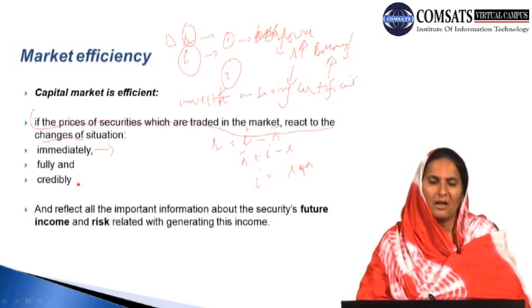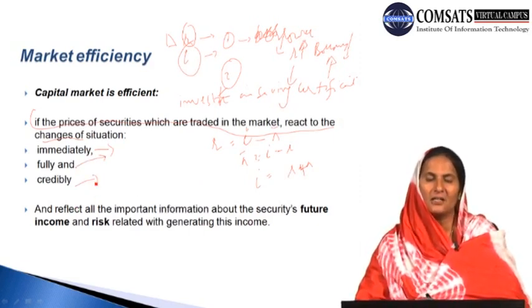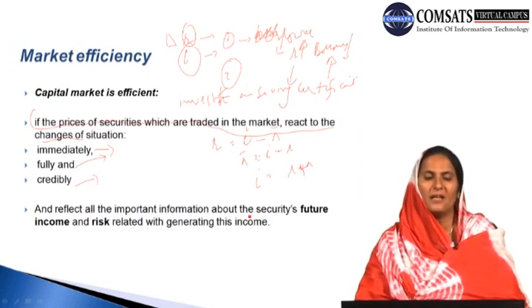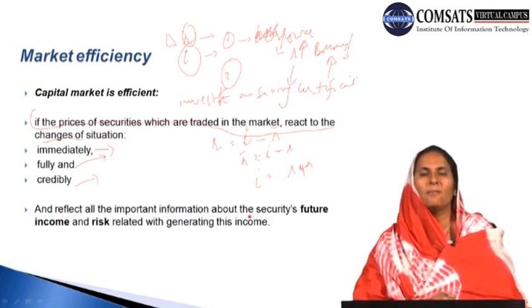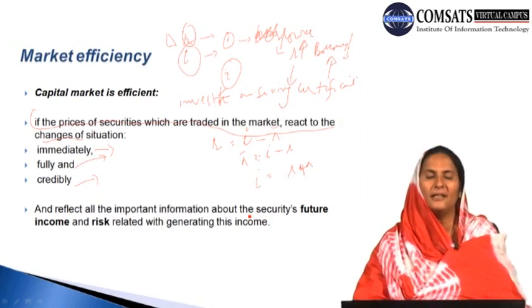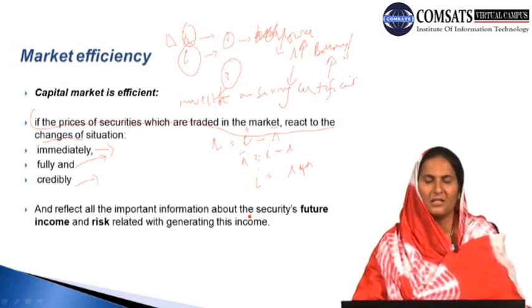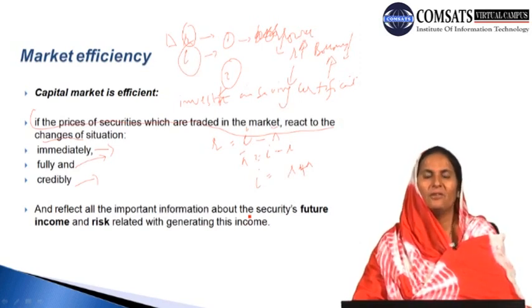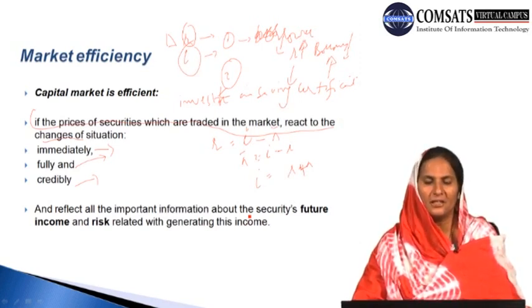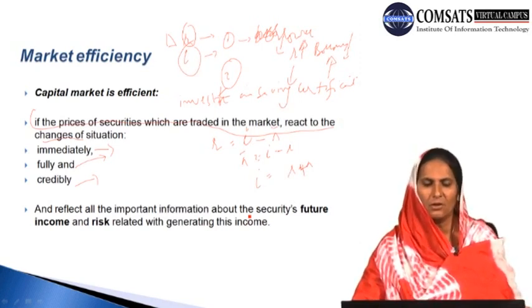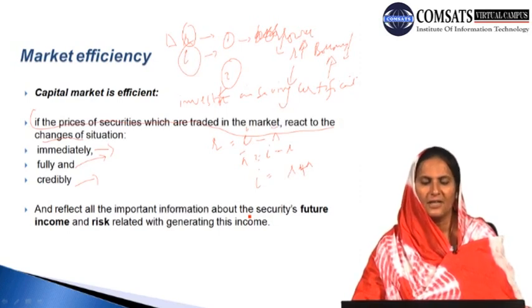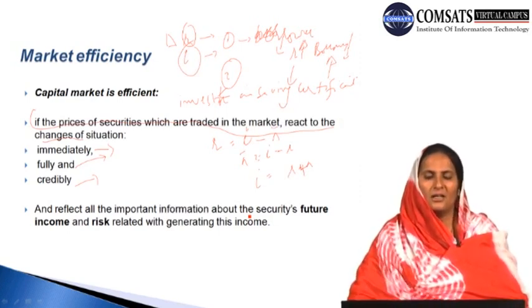They keep their new level of prices for some time, and the fluctuation is credible. There is some proper reason and some proper logic lying behind this fluctuation, behind this type of change in the prices of assets, which results from changes in the macroeconomic situation of the country, and reflects all important information about the security, future income and risk related with generating this income.